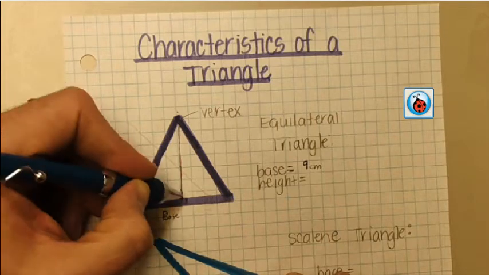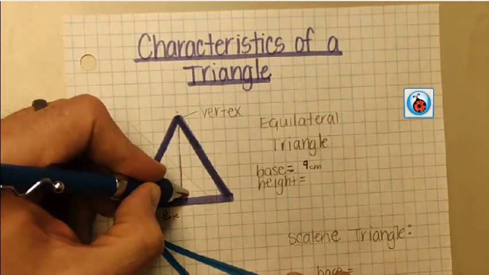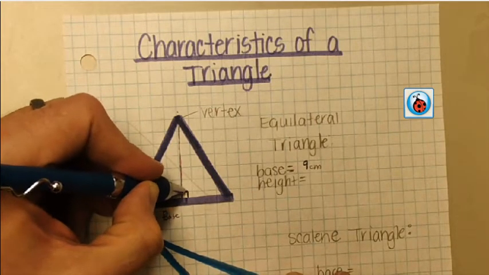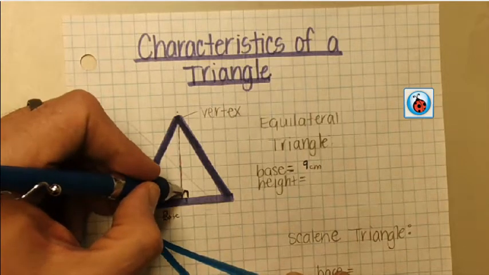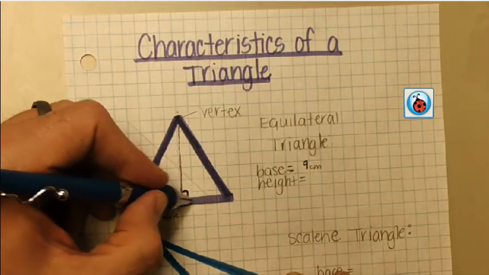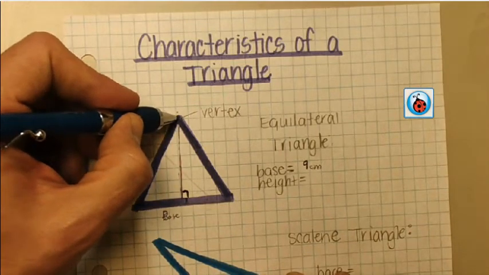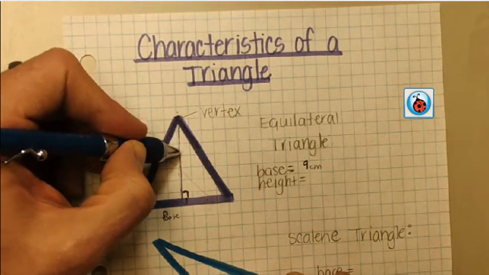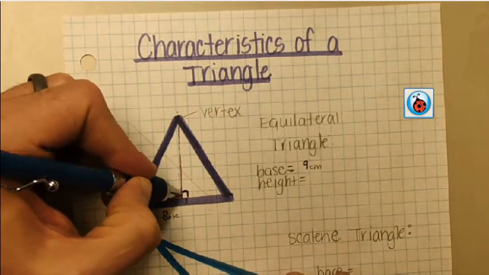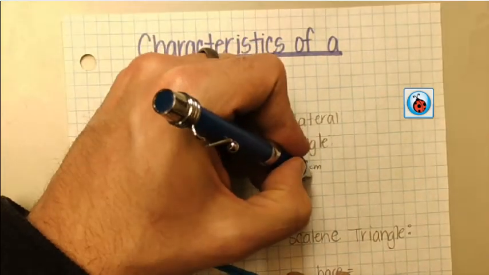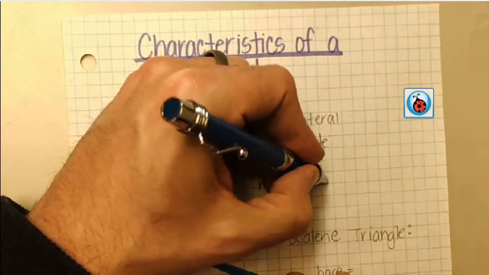Now, this is called a right angle, and the way we show right angles is we put a little box on it like that. That's also called a right angle, and it's 90 degrees. So if you measure from here to here, that's 90 degrees. And the height for this triangle is 1, 2, 3, 4, 5, 6, 7. So the height is 7 centimeters.